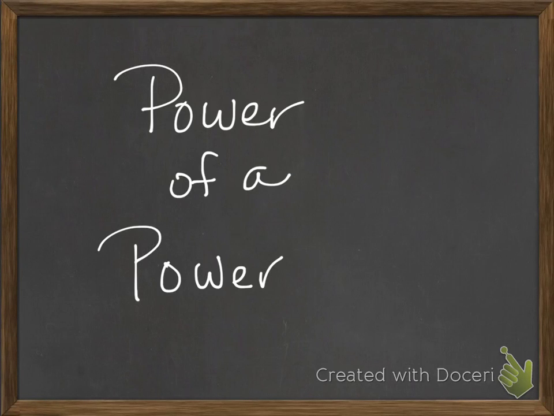Exponent. So you could also read this as exponent of an exponent. Okay? So this is going to be a little bit different because it doesn't say product. So we're not going to be multiplying here. We're going to be taking an exponent and we're going to be raising it to another exponent. So this is different. Okay? It doesn't say product of a power. It says power of a power.